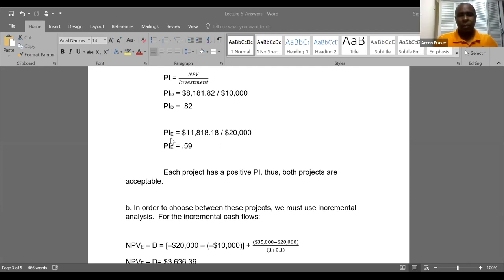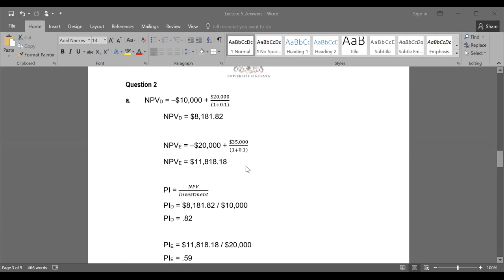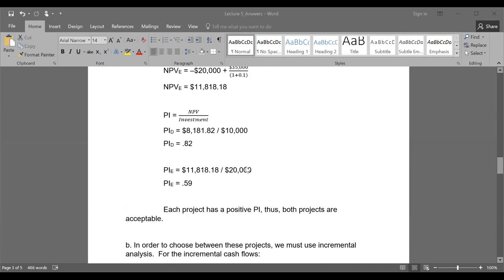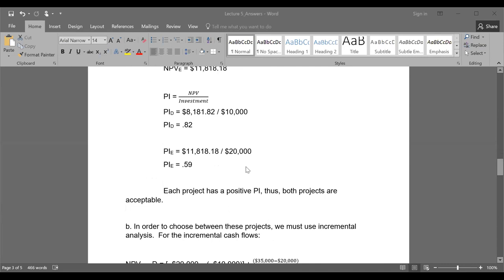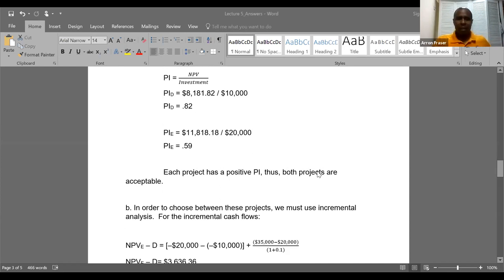So for those who require the workings or are asking for the workings, does this suffice? Does this make everyone comfortable? Yes, sir. Are there those who have issues or are challenged? If you stay quiet, then I'll assume it's so.